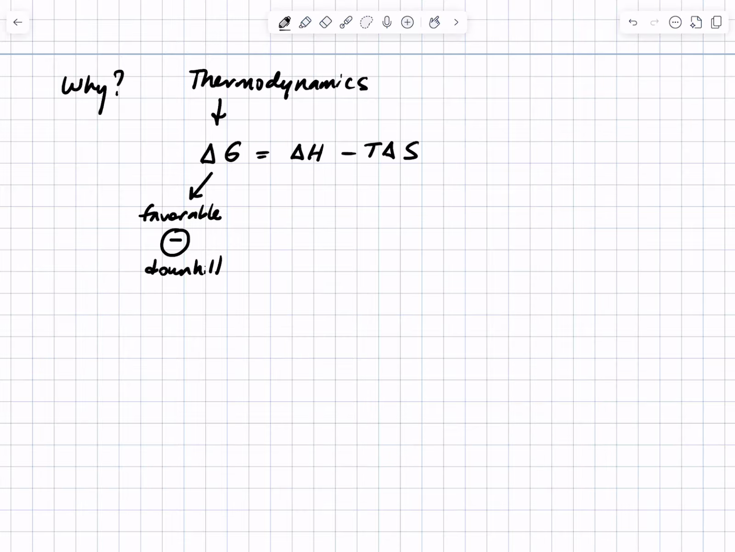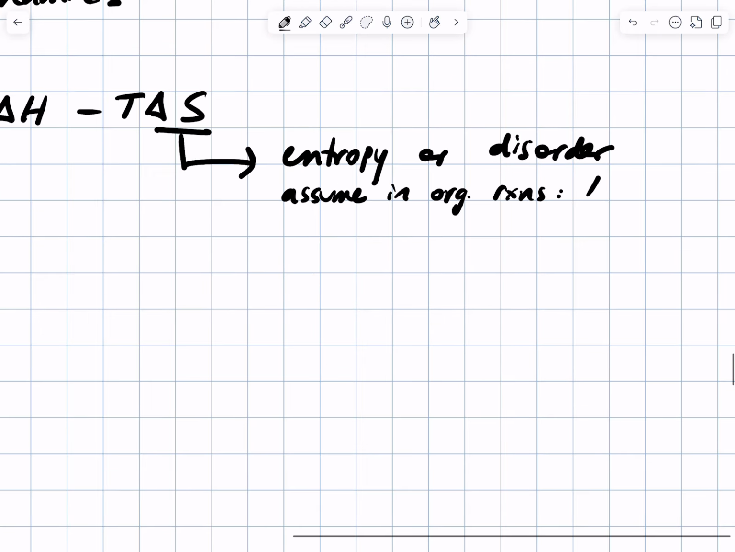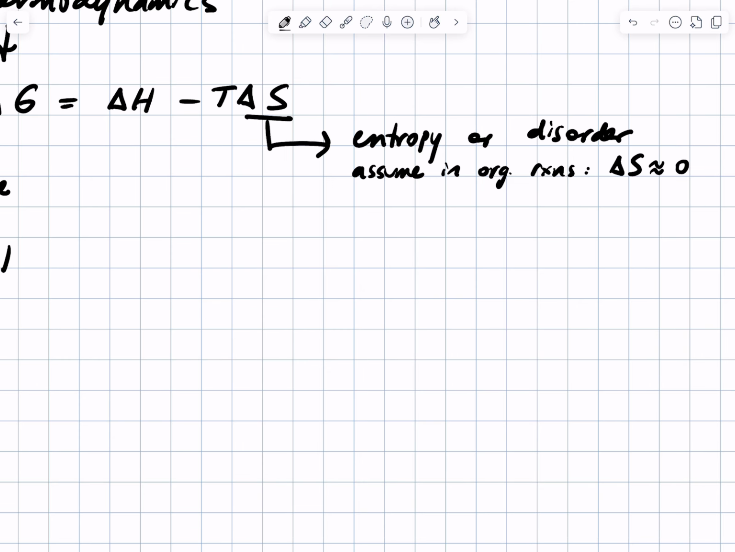There are two components to free energy. We talked about them before. One of them is entropy or disorder. In general, for the most part in organic reactions, we're going to assume that the change in entropy is close to zero. That's going to be a decent assumption most of the time, except for what I'm going to tell you now.